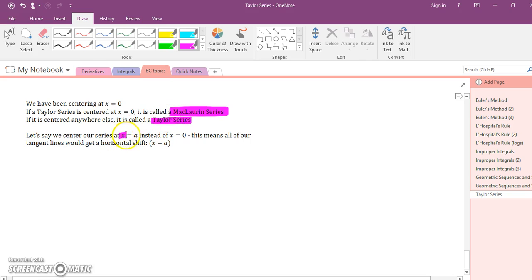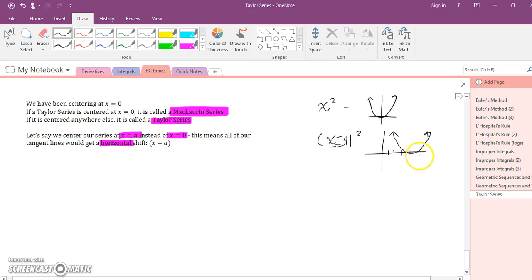Now let's say we center our series at a instead of at 0. That means we're shifting horizontally to a from 0. And think back to like algebra 2. If I had x squared, it looked like that. If I had x minus 4 squared, I would move 1, 2, 3, 4. Putting something in parentheses just shifts it left and right. So instead of writing the sum from 0 to infinity of c sub n x to the n, what we're going to write for a Taylor series more generally is c sub n times x minus a to the n.